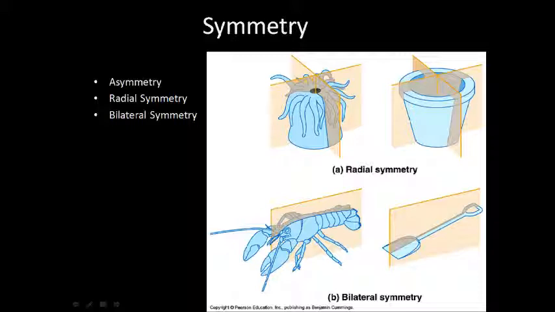When you compare this with bilateral symmetry, humans have bilateral symmetry, just like this crustacean. If you divide it down the center, each side is going to be the mirror image of the other. But you can't divide it any other ways. You can't, once again, cut it in half and expect the sides to look the same. So that's the difference between radial symmetry and bilateral symmetry.